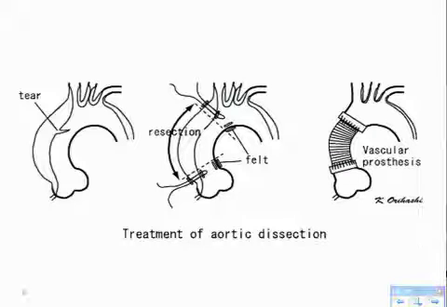Now, if it's really, really bad and it dissects downwards, we have new grafts that have the aortic valve already incorporated into the prosthesis. So we can replace the valve at the same time that we're replacing the aorta. It really saves a lot of time and makes it a lot easier technically to do.